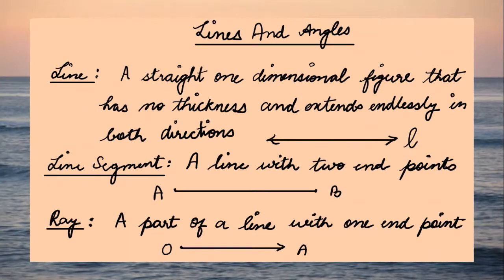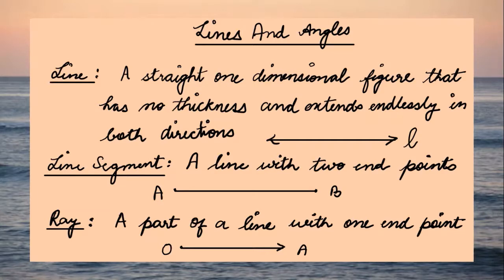Lines and angles. So first of all you should know what a line is. A straight one-dimensional figure that has no thickness and extends endlessly in both directions is known as a line. You can see over here, this is line L. Endlessly you can extend it.